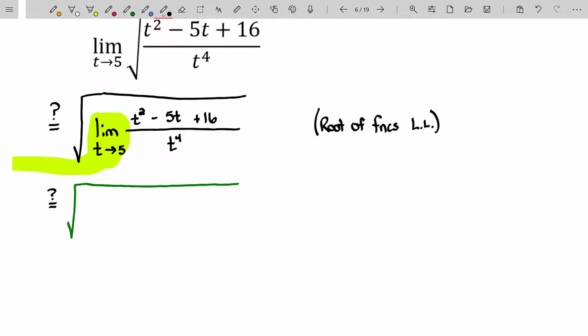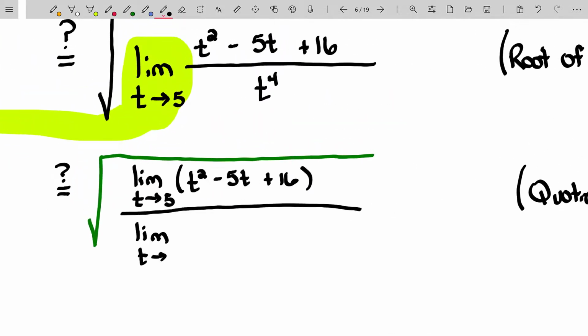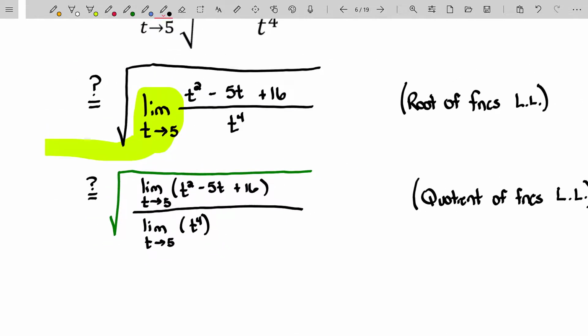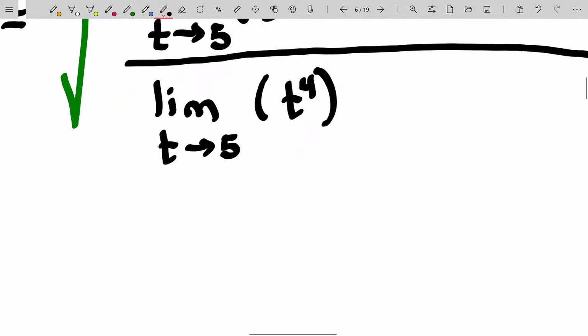Now we're going to use the quotient of functions limit law. And I'll zoom in so I can write the quotient out. All right, now again, in the first case, we hoped that our radicand was not negative. Now we're additionally hoping that the denominator is non-zero.